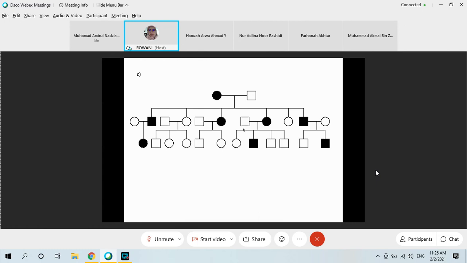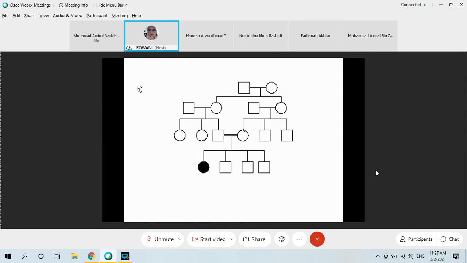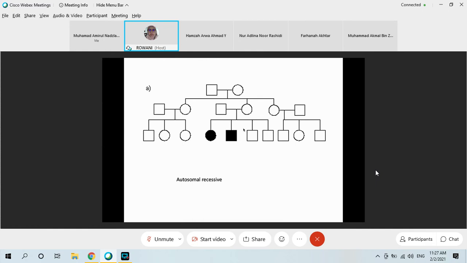You see the difference in autosomal dominant and recessive. Can you differentiate? This is dominant, this is recessive.